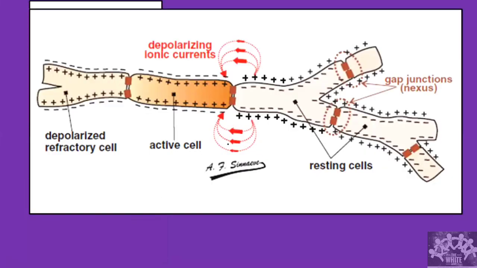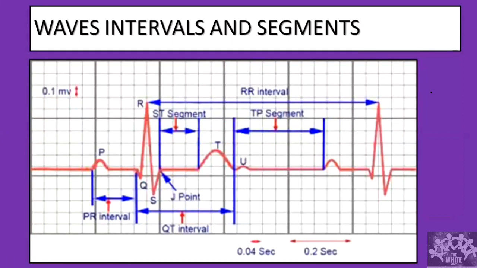So this is what I was telling. I'll show you. As the impulse comes from one cell, as one cell is activated, the impulse moves on from one cell to the other cell. And these are the electrical windows or the gap junctions made up of a protein called connexon. Okay. So if that is clear, we will see about the waves, intervals and segments.